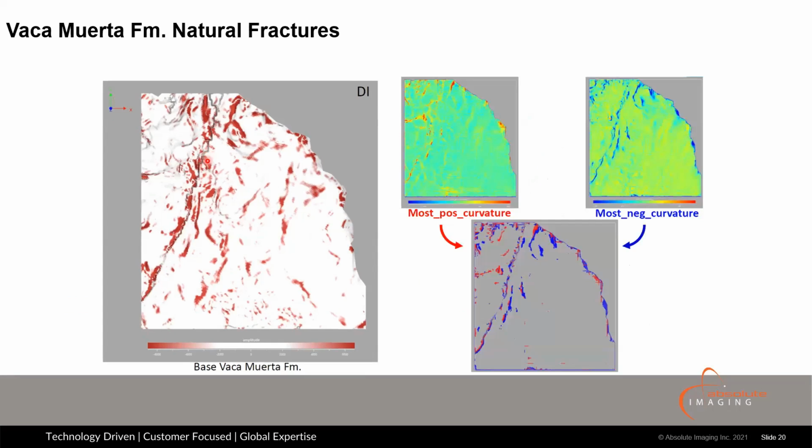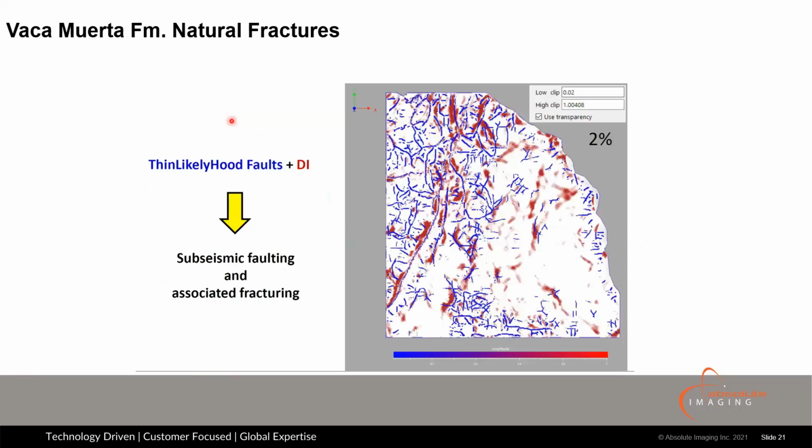In order to make sure that we are correlating, we created most positive and most negative attributes, which are post-stack, and it's just a few of them that you see. As you can see, you can start to see more details in the fracture data set that we have.